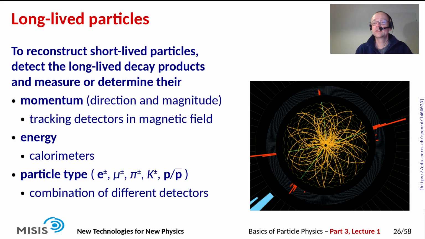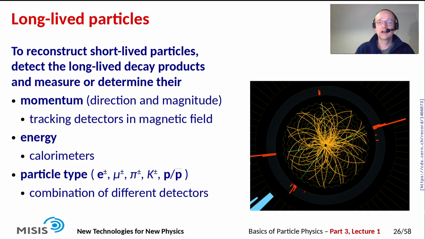Now, there is no single detector technology available that could do all these things, so we have to use a combination of different types of detectors in our experiments. We can use tracking detectors in order to measure the direction of flight of charged particles. And if we put these tracking detectors into a magnetic field, we can also measure the magnitude of the momentum of these particles. We can use calorimeters in order to measure the energy of both charged and neutral particles.